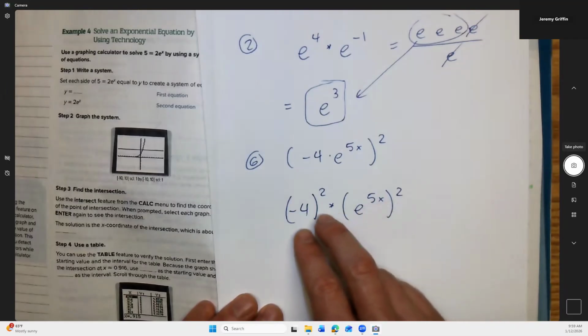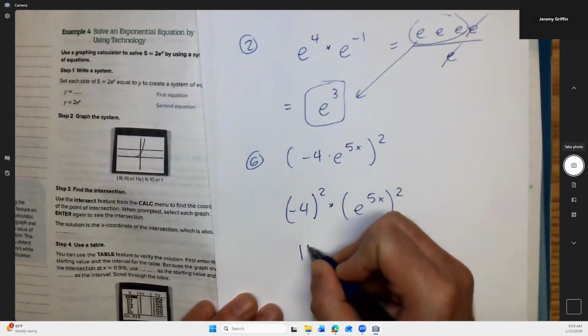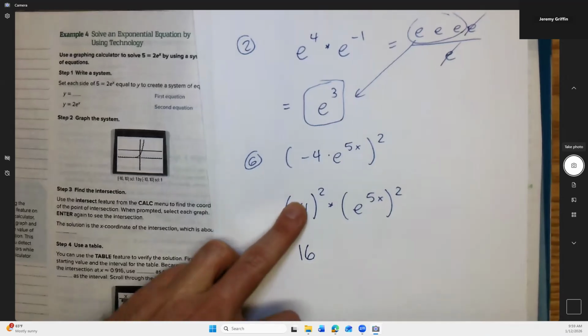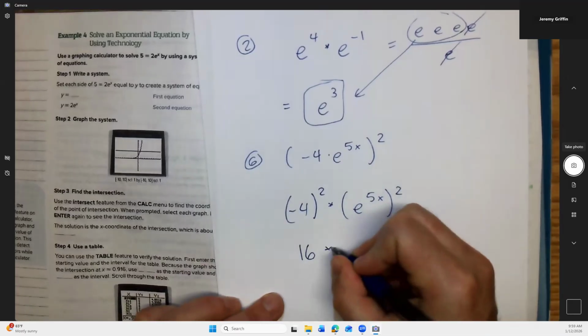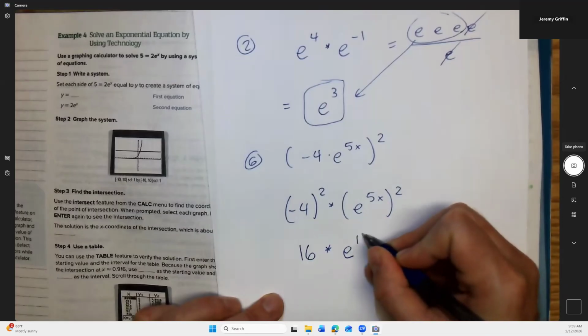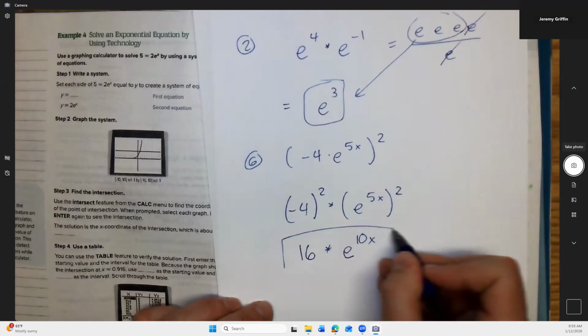And what about this negative 4 in front? Guys, what is negative 4 quantity squared? 16. It's positive 16. Hey, did we just lose that negative sign? We sure did. If they never had a negative sign, we'd still get the exact same answer regardless. So 16 times each of the, and what should I write? Yeah, there you go. e to the 10x. Because you multiply the exponents, 5x times 2. So that's the answer to that one.